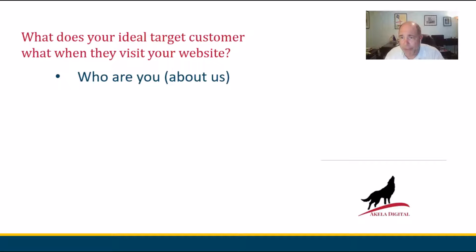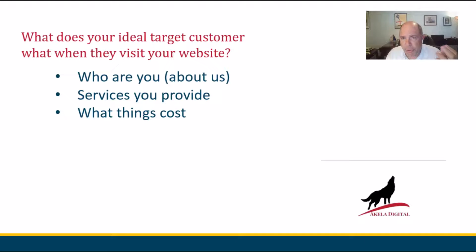So I'm going to just hop back here, change that order a little bit. When your ideal target customer comes to your website, I think they want three things from you. Really, well, let's say four things. The big three are: who are you? What do you do, what are the services you provide? And what's this job going to cost me? Those are really the three key things that everybody who comes to your website wants to know.